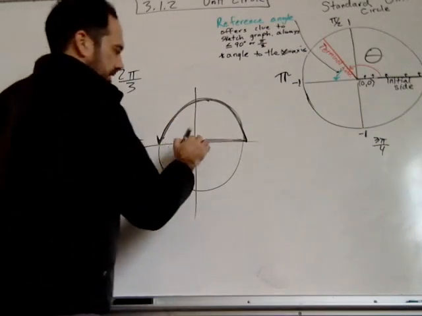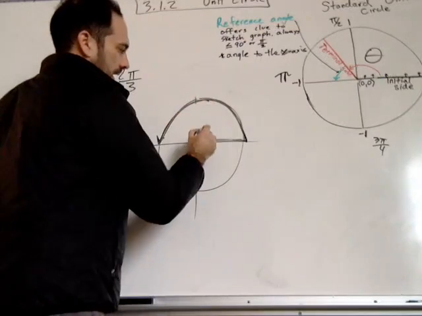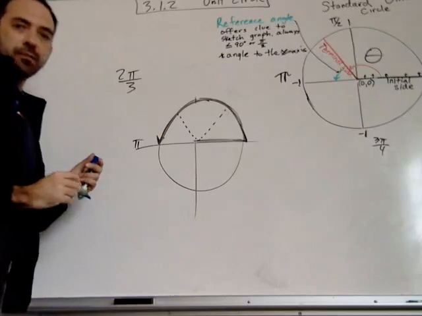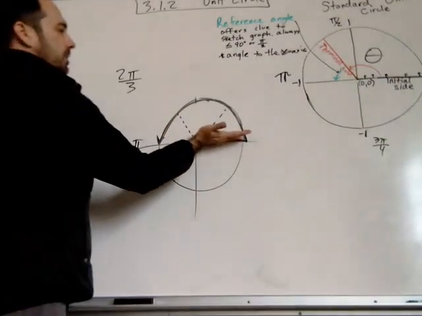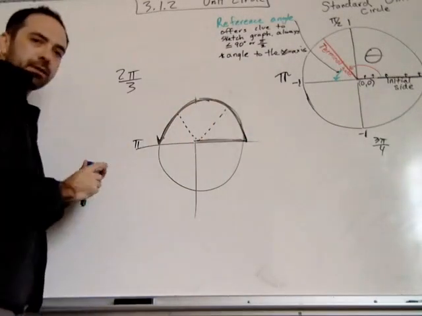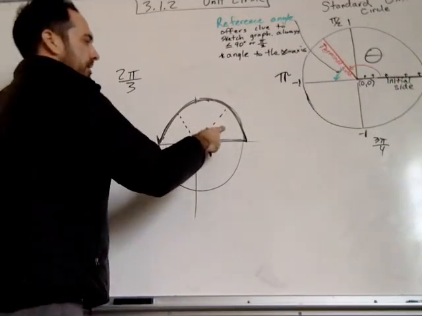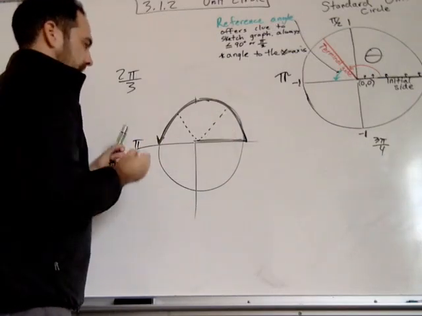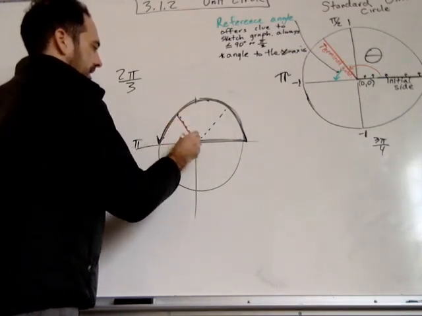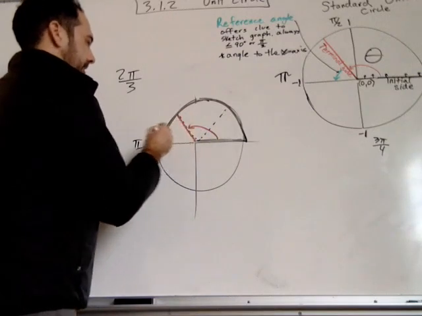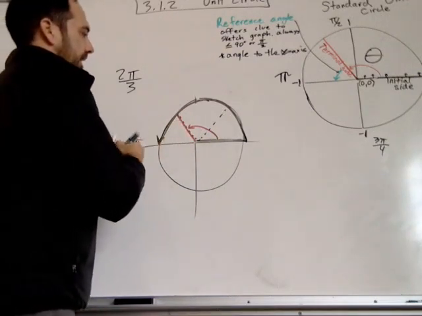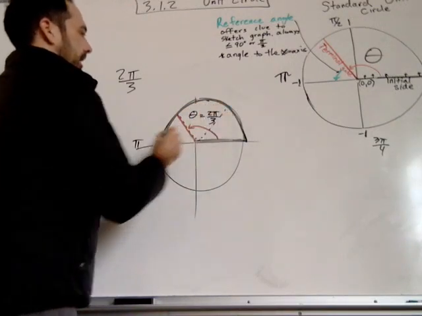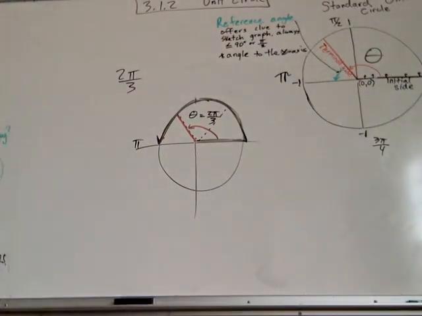So again, I'm just going to get rid of this for convenience. I can go ahead and break this approximately into 3 equal parts. I know this whole radian measure is pi, so I break it into 3 different parts. So I know that this is pi over 3. Going to our terminal side here, I need to go 2 of them to find my theta. In that case, theta is equal to 2 pi over 3. So looking at that, we were able to graph it.